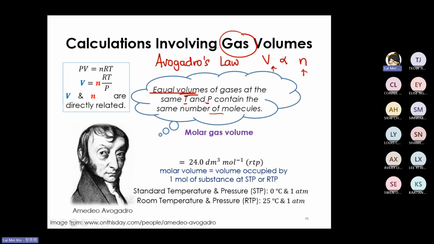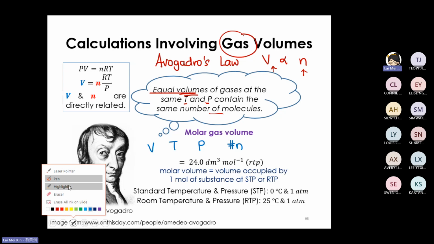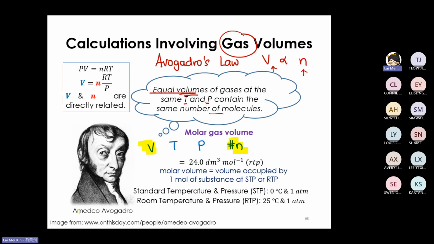Okay, stop, Miss May. I'm very confused. When we talk about gases, we talk about a few things: volume, temperature, pressure, and number of mole. For the first law, we focus on volume and number of mole. It means that the other two, temperature and pressure, must be constant. Constant means cannot change, must be the same. Then only I can find the relationship between volume and number of mole.